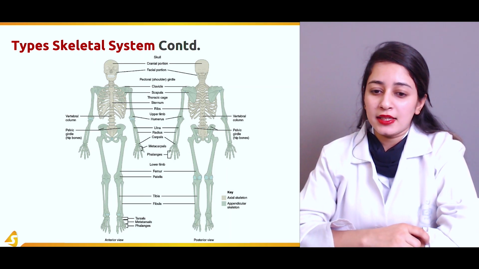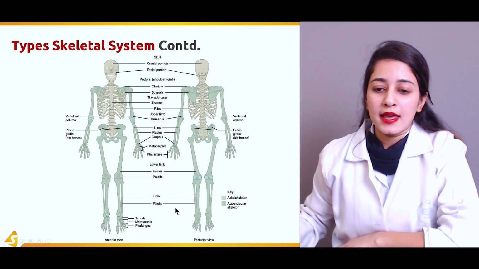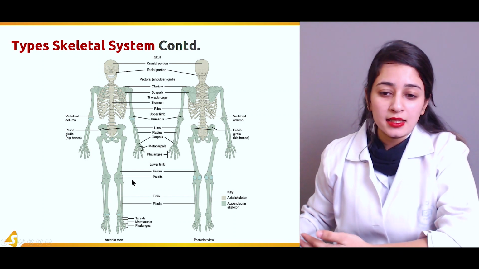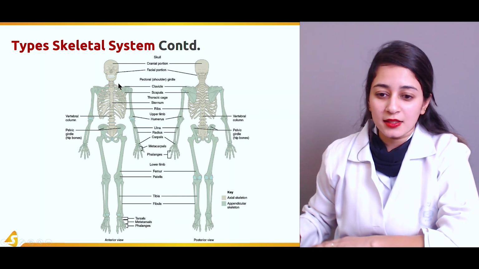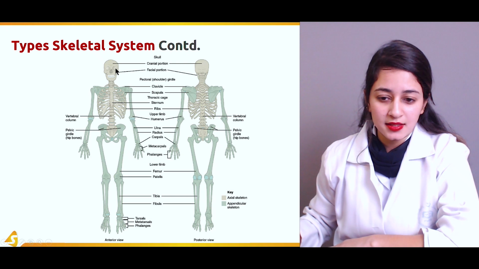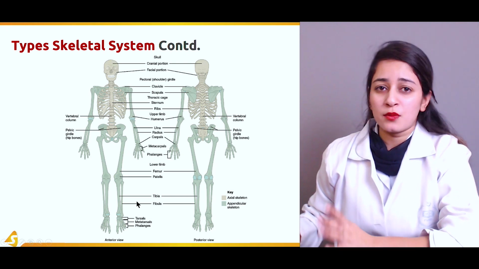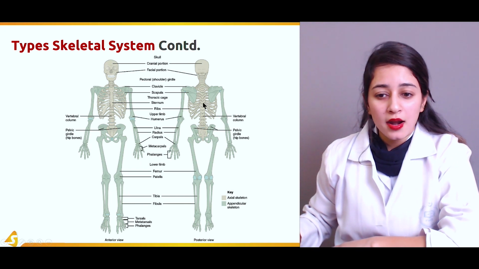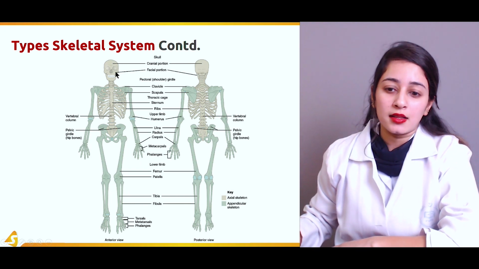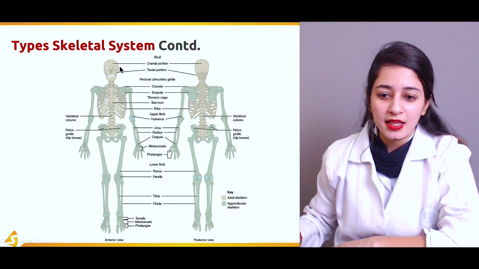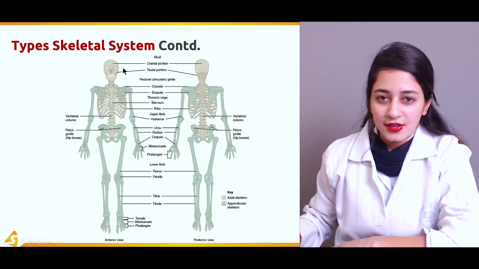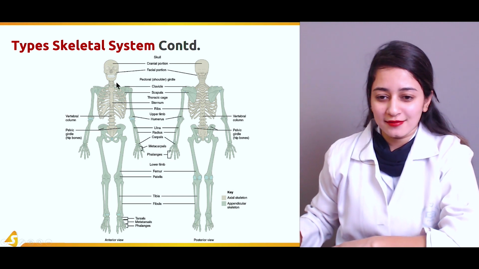Okay, here we have in this diagram, I'll tell you about the axial skeleton, which is present around the axis. It also includes some of the appendicular bones as well, but you are familiar with them. So first of all, we have the skull. That is the cranial portion of the skull, and the smiley face is the facial portion.